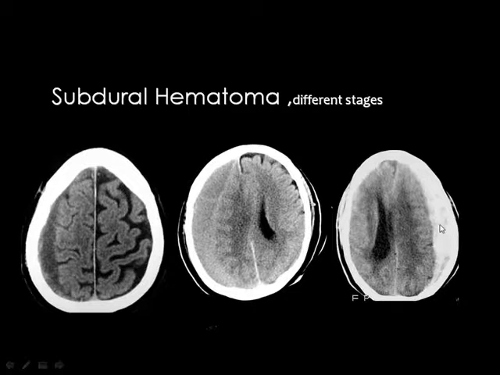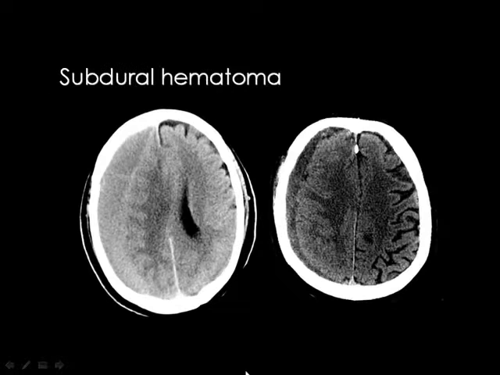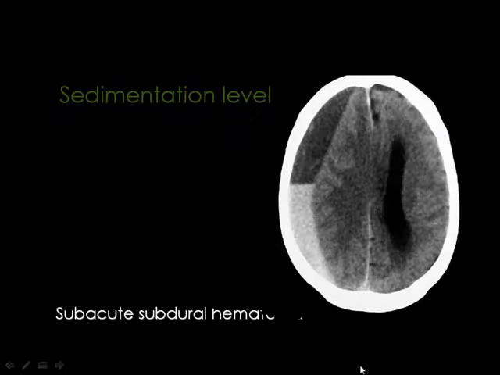Then acute hematoma will be bright, chronic hematoma will be black compared to the brain parenchyma, and the subacute blood will be almost similar to the brain parenchyma. This is a subdural hematoma, which is subacute because it is almost similar to the brain parenchyma. And this is a subdural hematoma, which is chronic because it is black compared to the brain parenchyma.